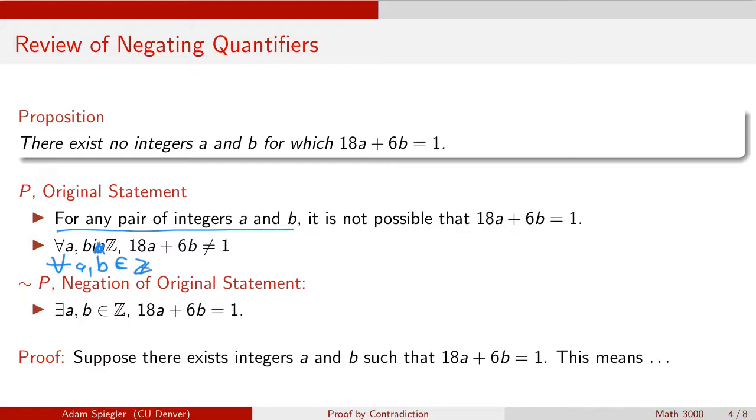The proof of this proposition by contradiction would begin by supposing the negation. So in this case, we would suppose there are integers a and b such that 18a plus 6b is equal to 1. And then from there, we hope to arrive at a contradiction. That's what the first step of that proof would involve, negating a quantifier. So just recall how you negate for all statements and how you negate there exist statements. Those are going to be a couple of questions on the reading quiz.